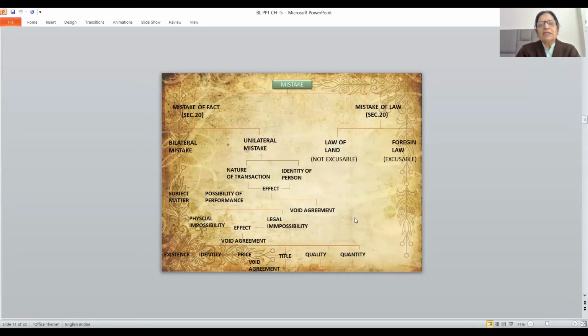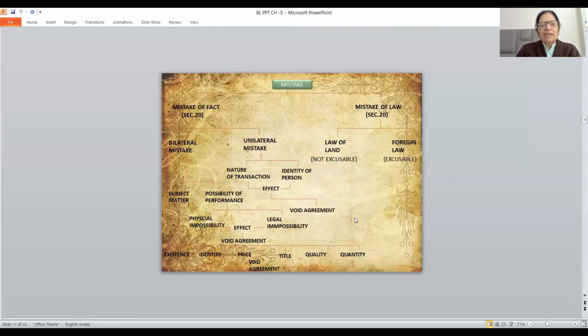Now coming to the classification of mistake, or types of mistake. Broadly speaking, friends, mistake we can put under two categories. One is mistake of fact and second is mistake of law. And the sections here are sections 20 to 22. Mistake of fact can be classified under two heads. One is bilateral mistake, second is unilateral mistake. Now bilateral mistake can be of two types. One is as to subject matter, second is as to possibility of performance. Now unilateral mistake again can be of two types. One is nature of transaction, second is identity of person.